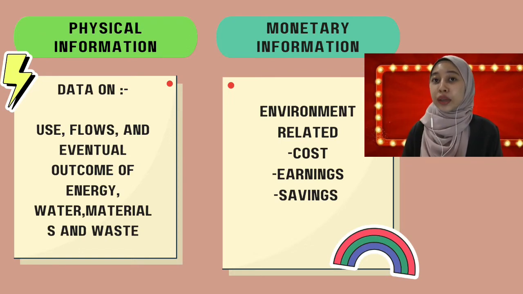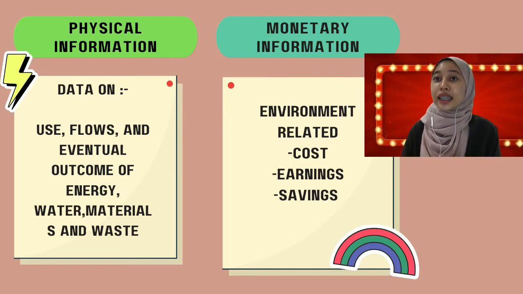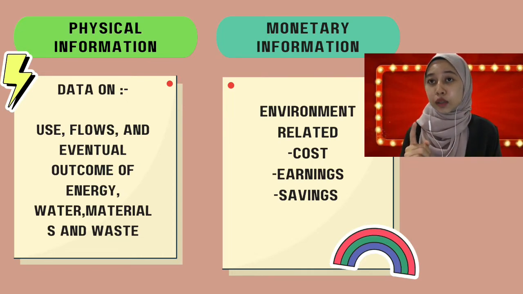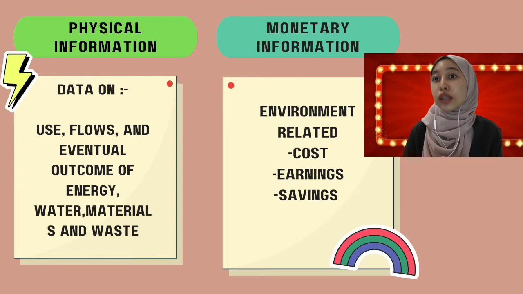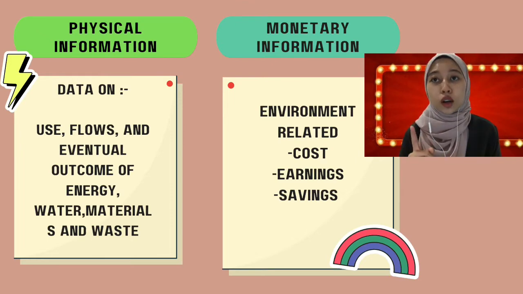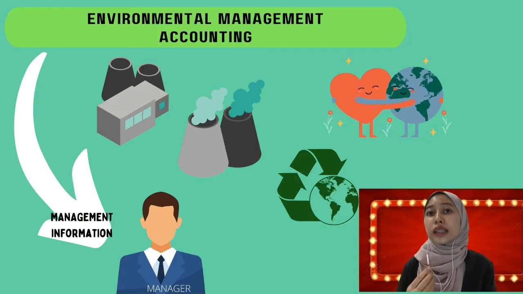Second, monetary information that includes a variety of environment-related costs, earnings, and savings. This information is expressed in terms of monetary units such as expenditure on cleaner production, purchase cost of materials that eventually become waste, and purchase cost of all natural resources. In simple words, EMA will provide managers with management information.